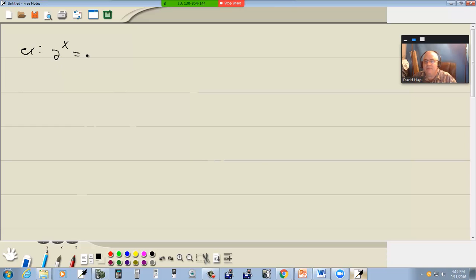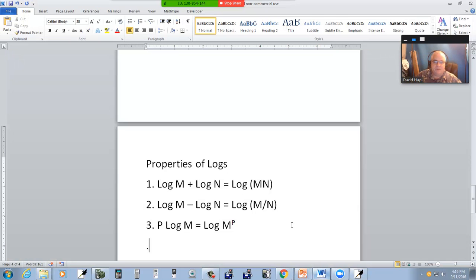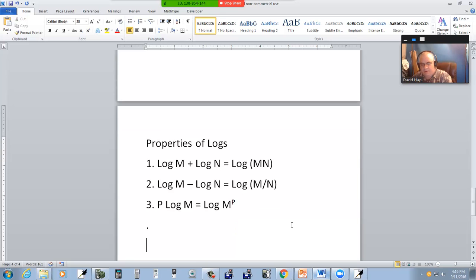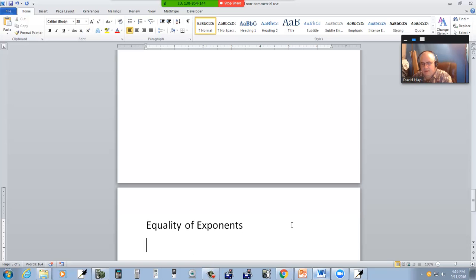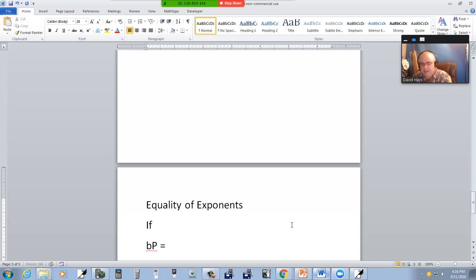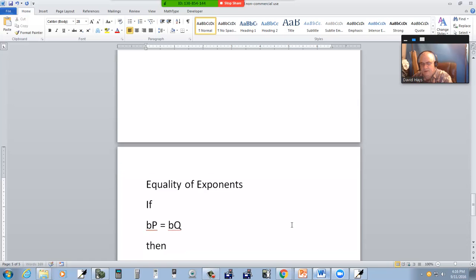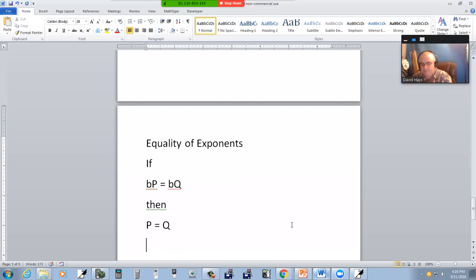This is an example of an exponential equation. You've got an equation and you've got a variable in the exponent. That's an exponential equation. Now we have one technique of solving these. That's called equality of exponents. It says if you've got b to the p is equal to b to the q, then you can set p equal to q.